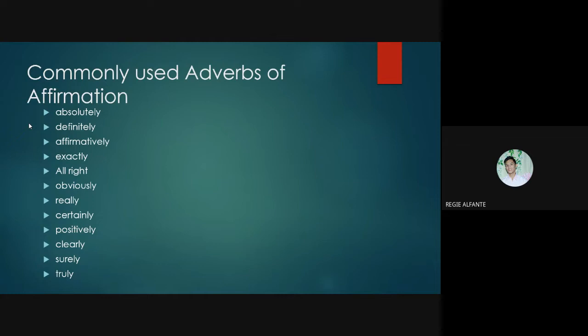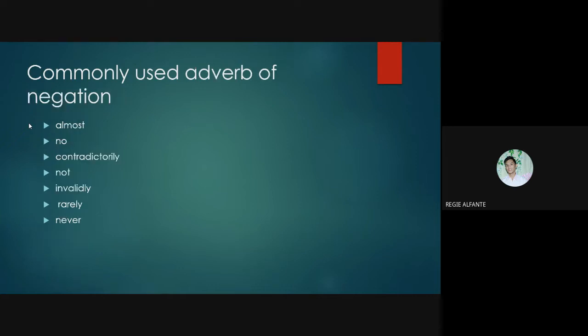So we have here the commonly used adverbs of affirmation. We have absolutely, definitely, affirmatively, exactly, all right, obviously, really, certainly, positively, clearly, surely, truly, etc. Then we have here the commonly used adverbs of negation. We have almost, no, contradictorily, not, invalidly, rarely, never.